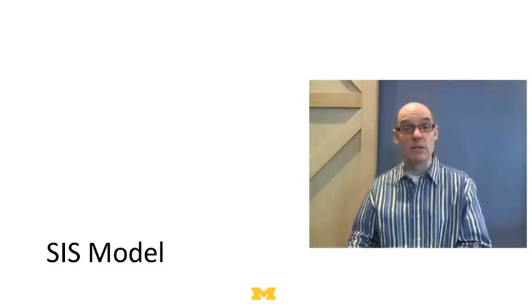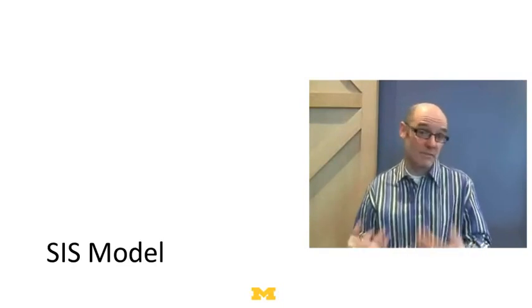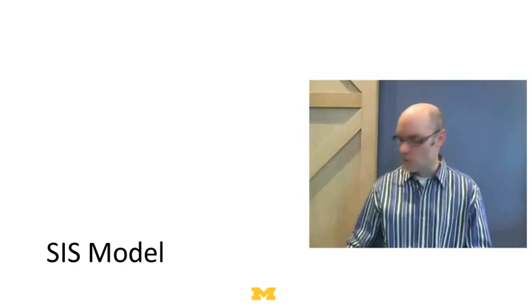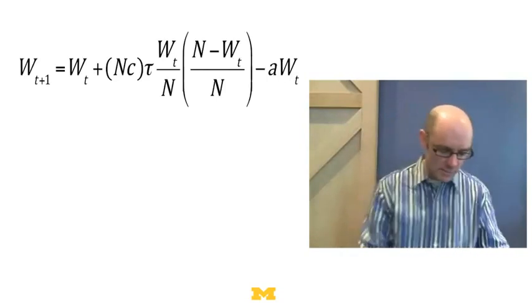So this would be for something like the flu, where after you're cured, the flu mutates and you can become infected again. It wouldn't work for something like measles, where once you've had the measles, you're no longer going to get the measles. So here's how the model looks. It looks exactly like our model looked before.